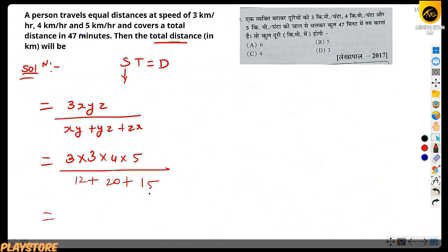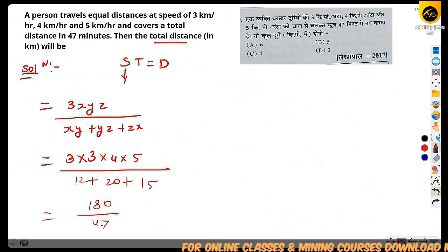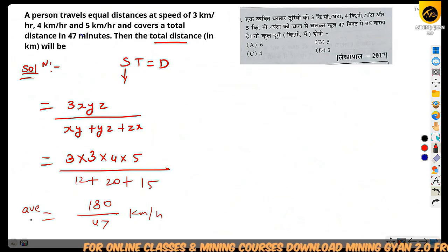It will be 47, and 36 into 5 will be 180. So 180 divided by 47 kilometer per hour is basically the average speed.